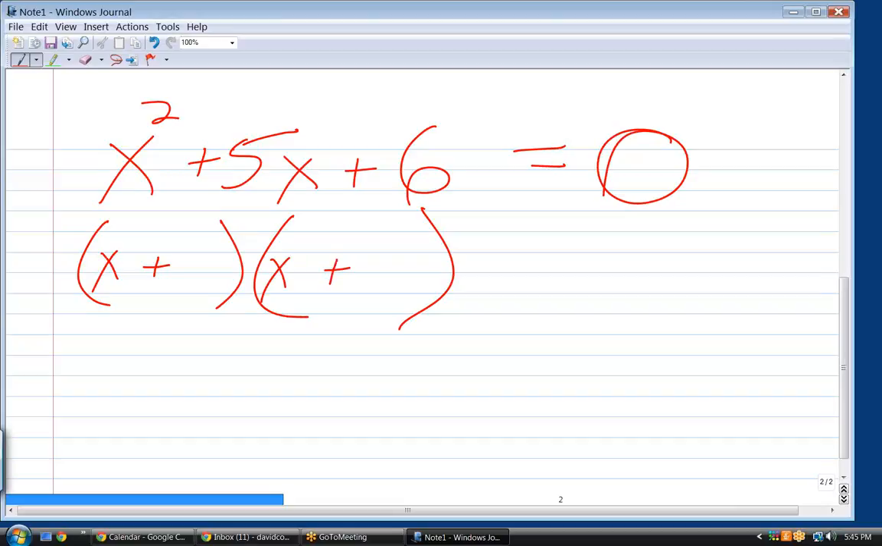Now what? Now I want factors of 6 that do what? Not subtract to the number 5, but add because of that. Yeah, and it's 3 and 2, because 3 and 2 are factors of 6, and they add to the number 5. Those 4 steps are all you ever have to do for a simple quadratic.